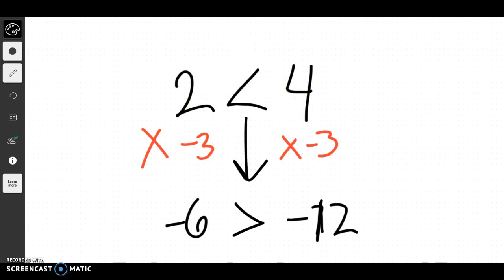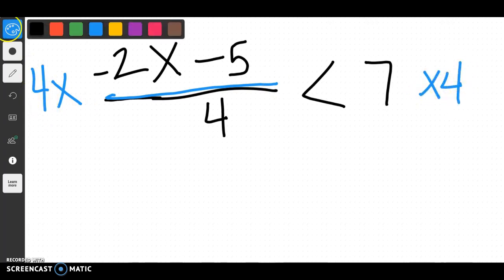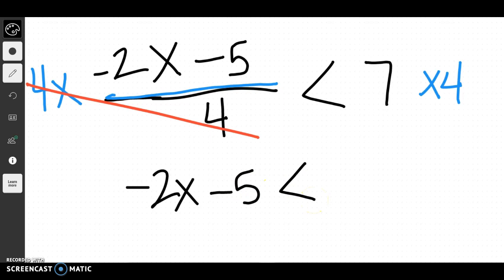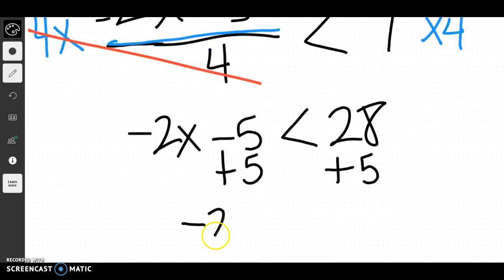Let's do one more example. I'm going to change this up a little bit as we go along to make it a little bit trickier. If you see this problem, we see that we have everything being divided by this 4. I need to get rid of it, so I'm going to multiply by 4 on each side. That will cancel it out. I'll then have negative 2x minus 5 is less than 28. I would then add 5 to each side, which would give me negative 2x is less than 33.